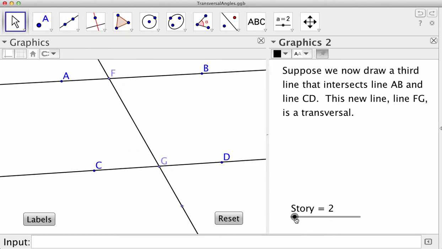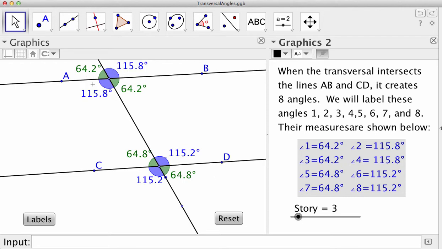Suppose that we introduce a third line that intersects line AB at point F and intersects line CD at point G. This new line, FG, is called a transversal.